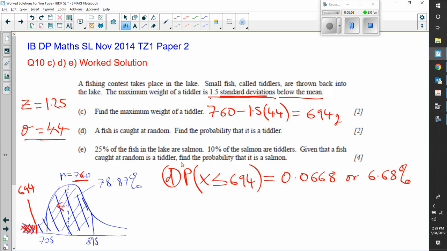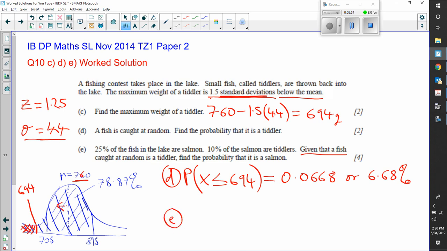25% of the fish in the lake are salmon. 10% of the salmon are tiddlers. Given that a fish caught at random is a tiddler, find the probability that it is a salmon. All right, so given that, that is telling me already that we've got a conditional probability problem here. So let's look at E.